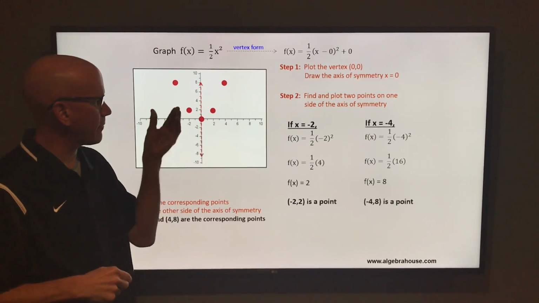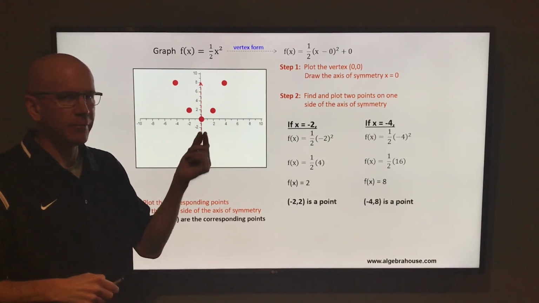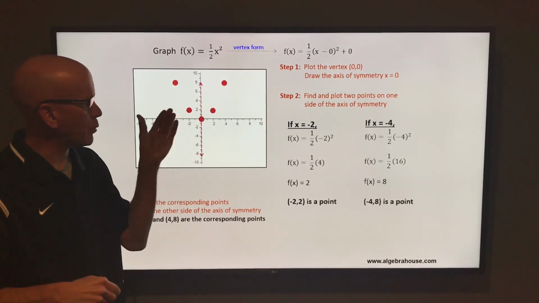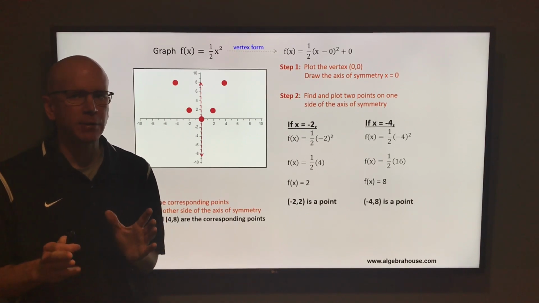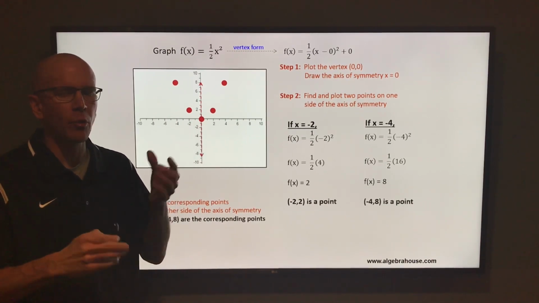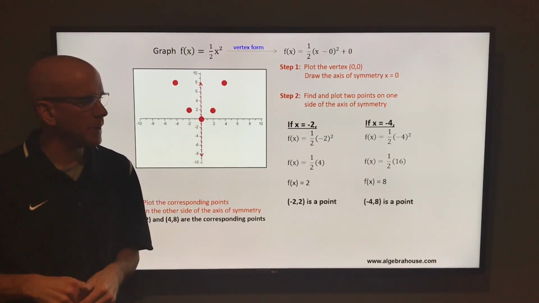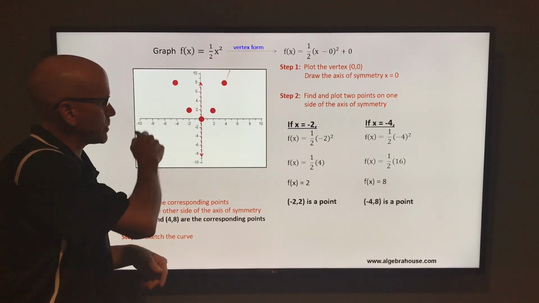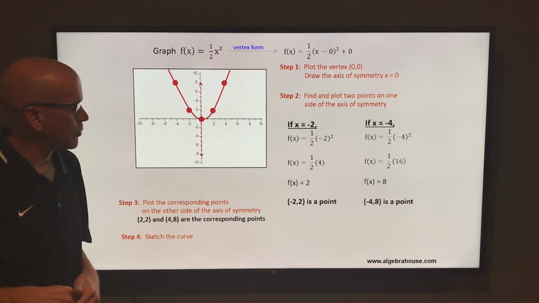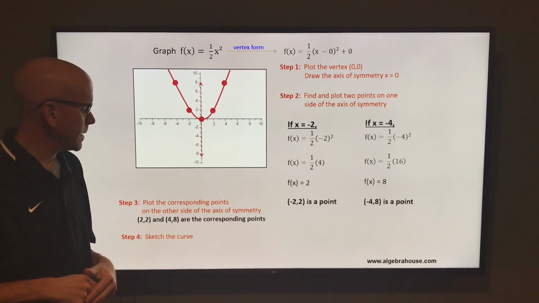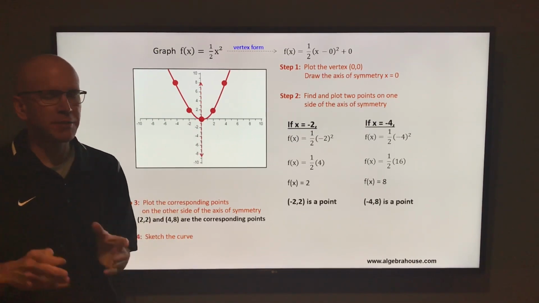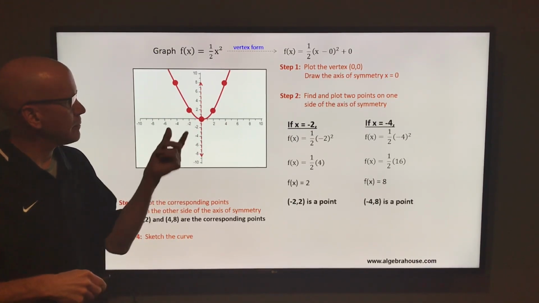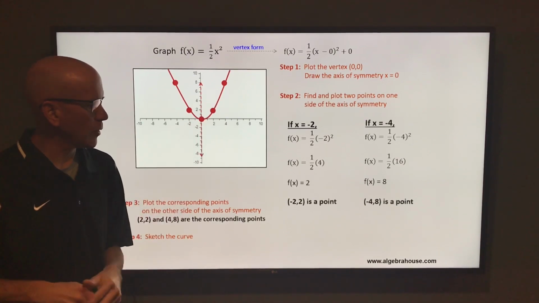So there you have 4 points, 5 including the vertex, for that parabola. Now again, this is not real accurate. The more points you put down, the more accurate your parabola will be. But your next step is to draw a curve through those 5 points, and that would be the graph of that parabola. It's a rough graph of that parabola, but that's similar to what it would look like on a graphing calculator.